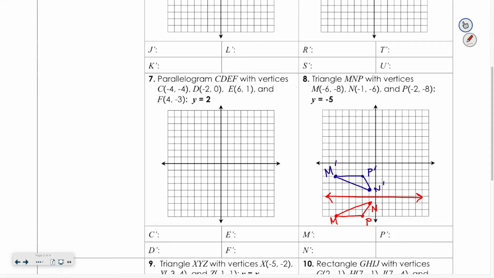Bigger what? Oh, no. We're always counting if it's a horizontal or vertical. The only formula is when it's diagonal. Okay. All right. So what is the ordered pair for M prime? -6, -2. P prime.